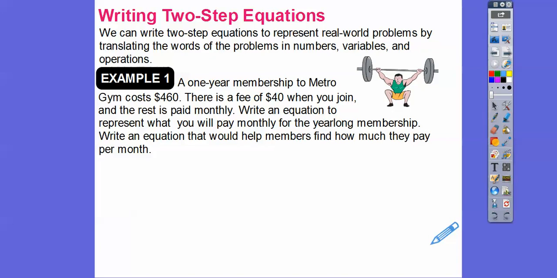This is asking the same thing. I don't know why the textbook did this. They wrote the question again, just reworded it. So write an equation that would help members find out how much they pay. So they're asking the same thing.